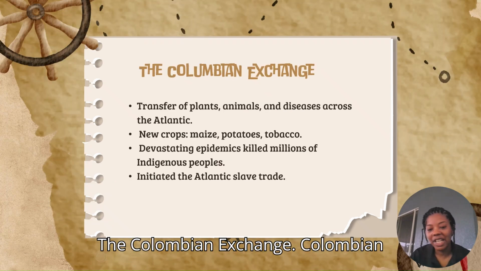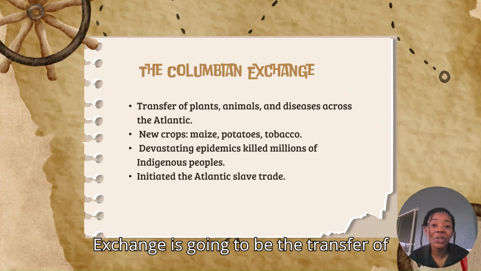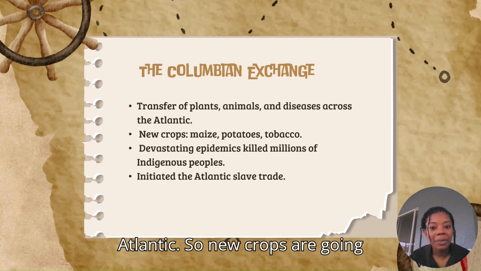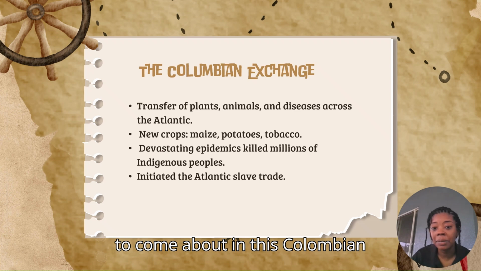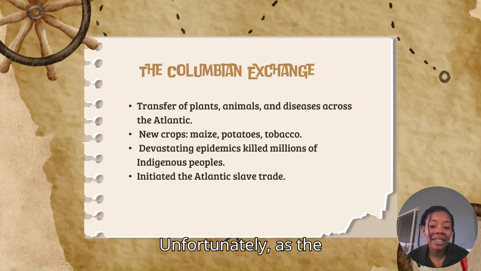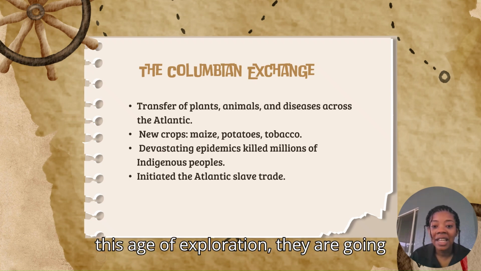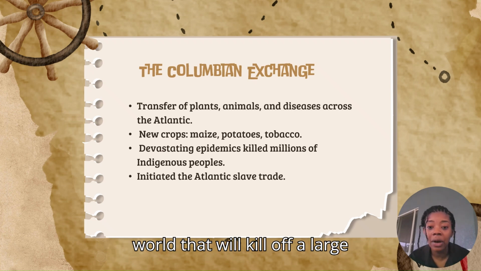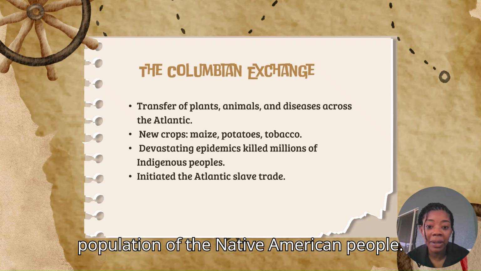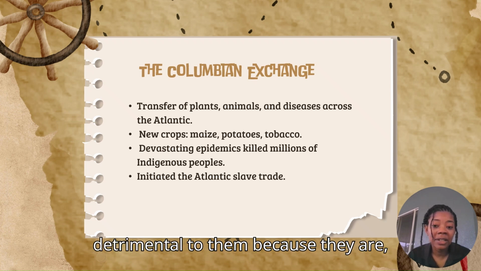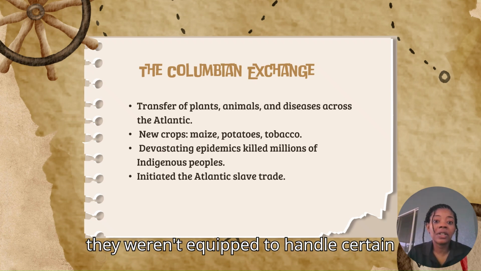The Columbian Exchange. The Columbian Exchange is the transfer of plants, animals, and diseases across the Atlantic. New crops came about in this exchange: maize, potatoes, tobacco. Unfortunately, as the European countries went through this age of exploration, they brought certain diseases to the New World that killed off a large population of Native American people. It was very detrimental to them because they weren't equipped to handle certain sicknesses.